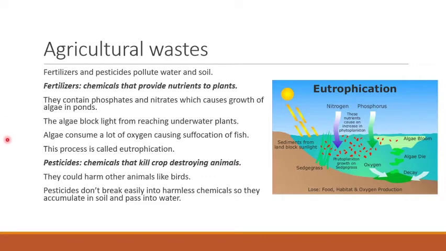Now fertilizers and pesticides have several disadvantages, since they will reach the soil and the water, so they will harm living organisms. We have this process here called eutrophication. When fertilizers reach the water, the phosphates and nitrates which are present in fertilizers will help the algae that is present in lakes or ponds to grow.